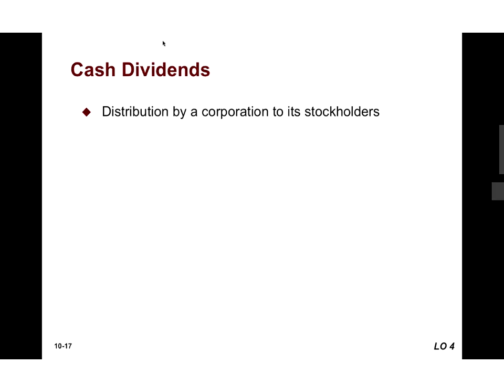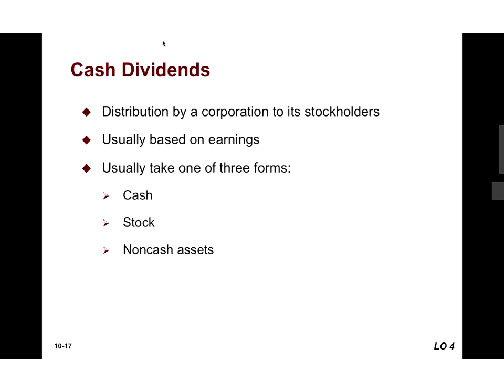So the cash dividend is a distribution from a corporation to its shareholders. It's usually based on earnings. Usually companies do not pay a dividend if they don't have earnings, and usually they'll pay more dividends if they have more earnings, but it's not connected entirely. And we have three forms of dividends: cash dividends, stock dividends, and non-cash assets.